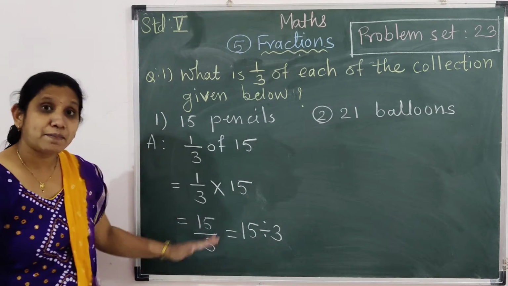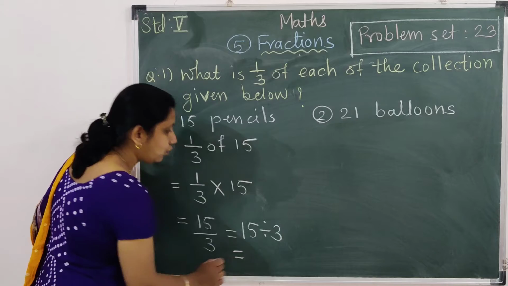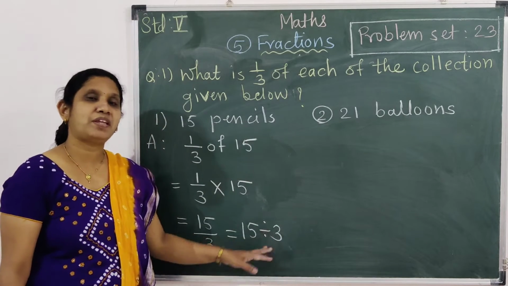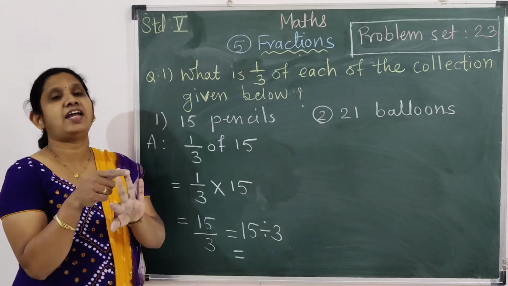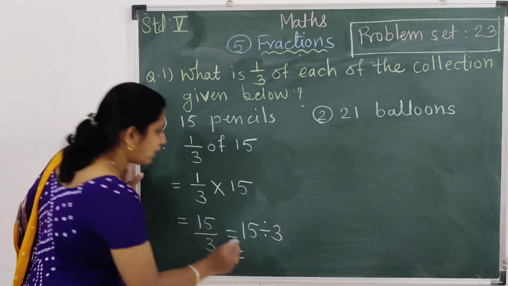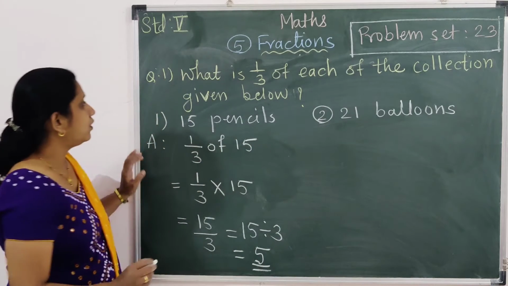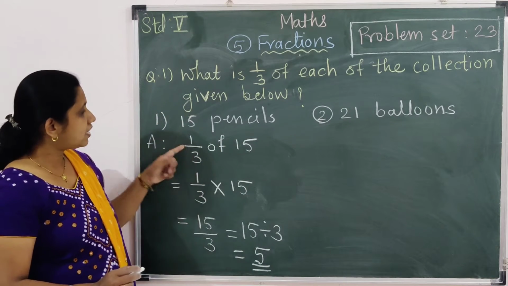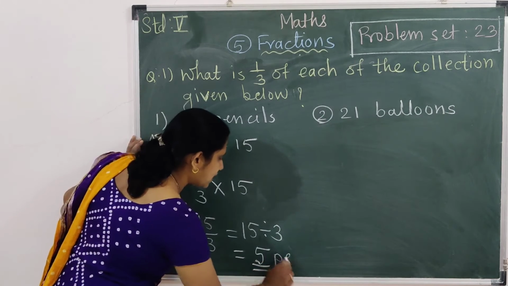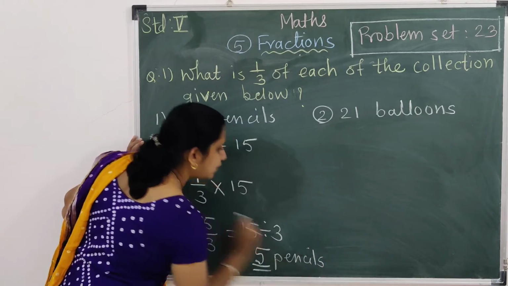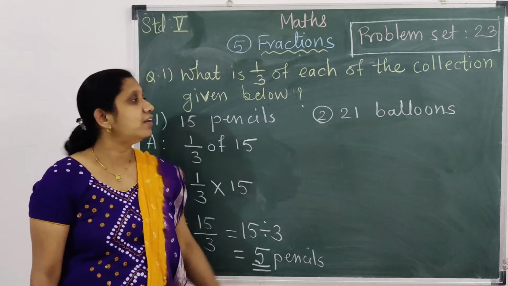15 upon 3 means 15 divided by 3, which is equal to, we have to say the table of 3 till 15. 3 ones are 3, 3 twos are 6, 3 3s are 9, 3 4s are 12 and 3 5s are 15. So what is our answer? 5. So the answer of 1 upon 3 of 15 is 5 pencils. Alright.